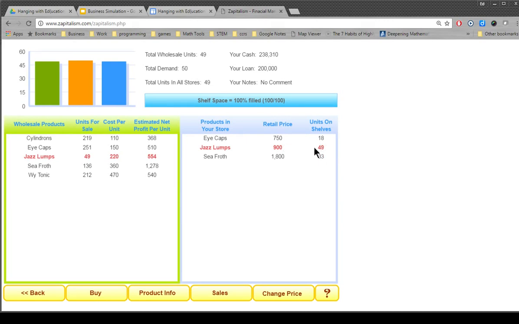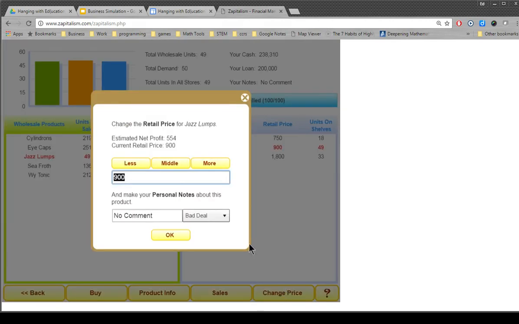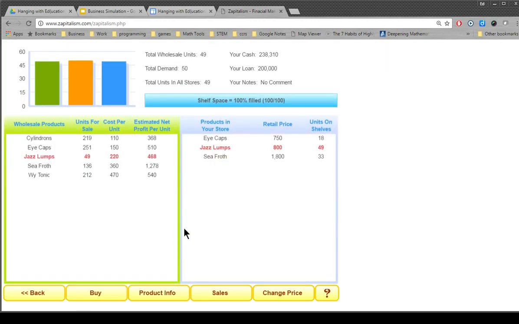So knowing that I need to get rid of these jazzy lumps, I know I lowered it down to 900, but I'm going to lower it even more. I want to just liquidate these puppies. Let's get these down to, I'm going to go just 800 because I do want to make a little bit of money off of them, but I want them to move off the shelf.